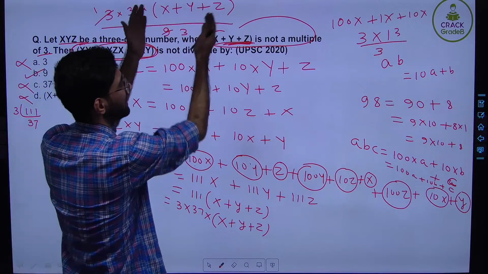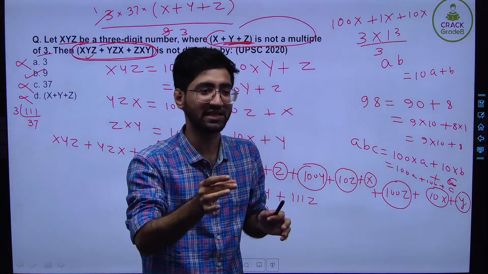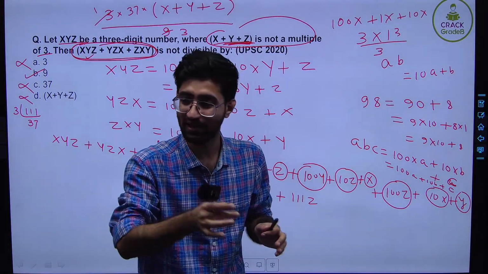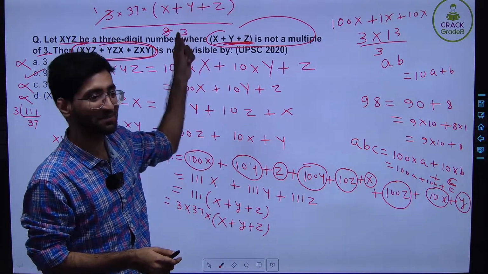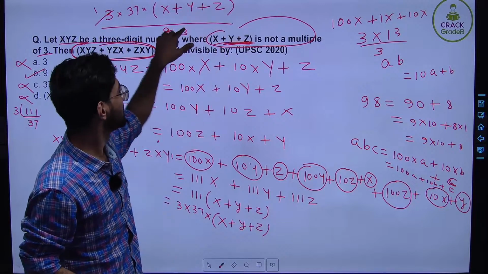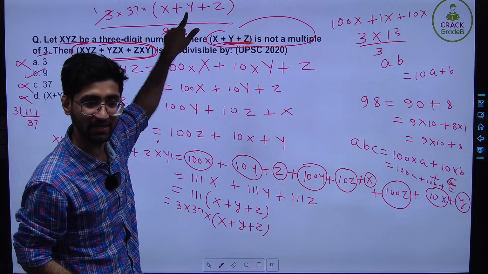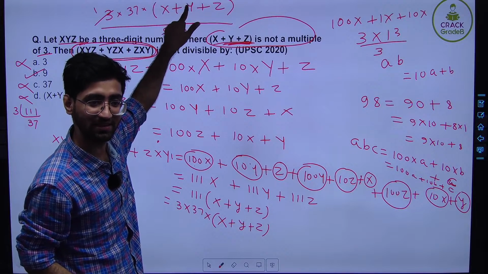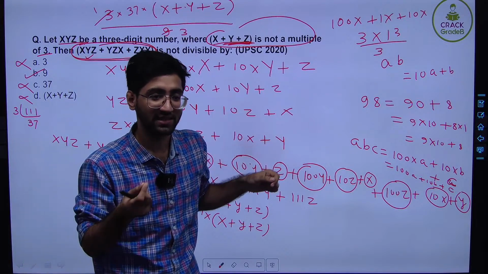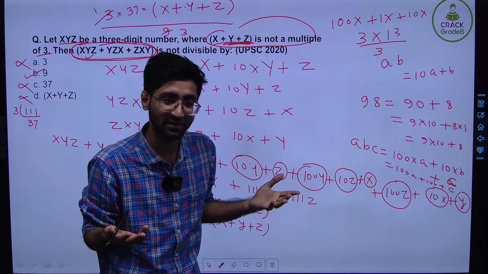And this is not a multiple of 3. If it is a multiple of 3, that number can be 3, 6, 9, 12, 15, which means that number is divisible by 3. But this number is not a multiple of 3, which means you can't divide this number by 3. What is the meaning of being a multiple? 3 into 1, 3 into 2, 3 into 3, means that number is divisible by 3.